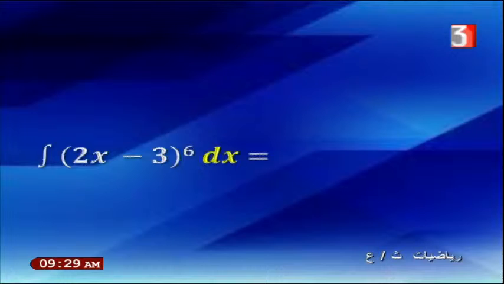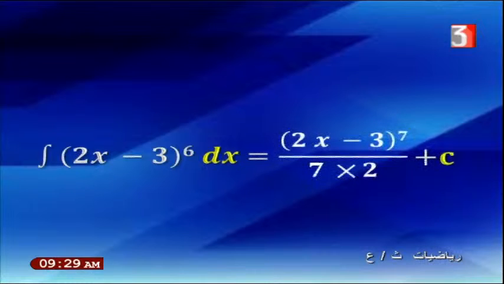Now we can apply theorem 2, which gives (2x minus 3) all to the power 6 plus 1, 7, divided by the new power 7, multiplied by the coefficient of x, which is 2, plus the constant c.